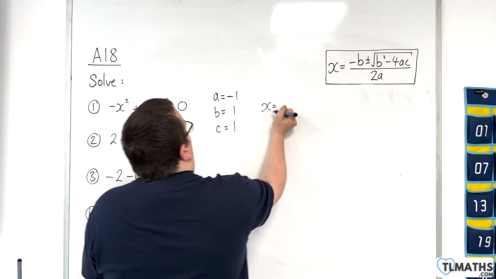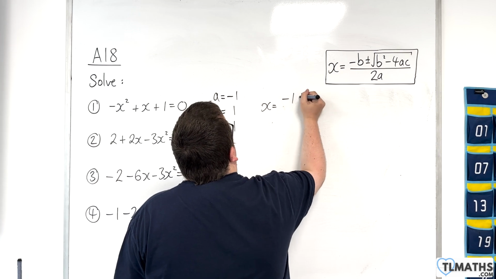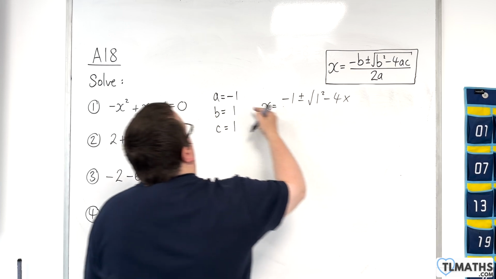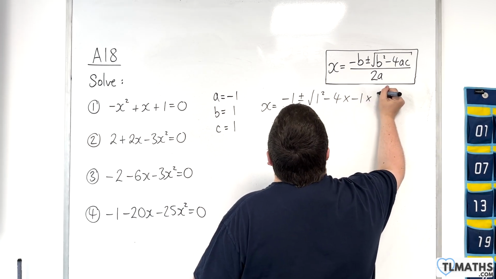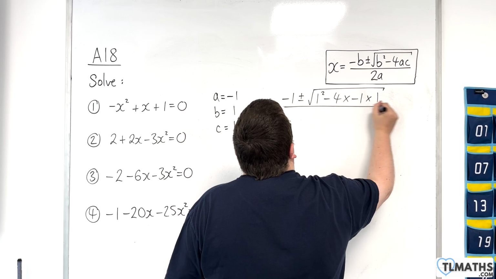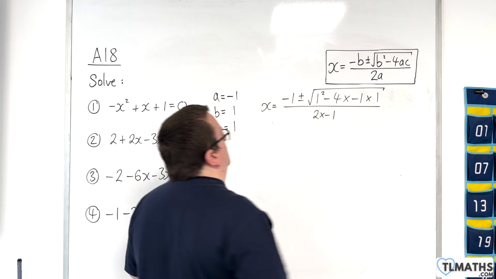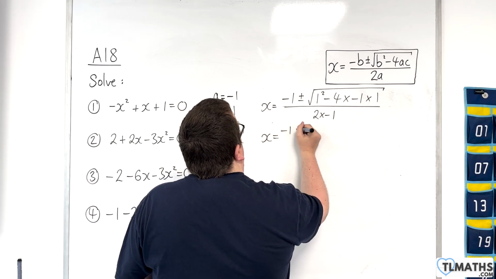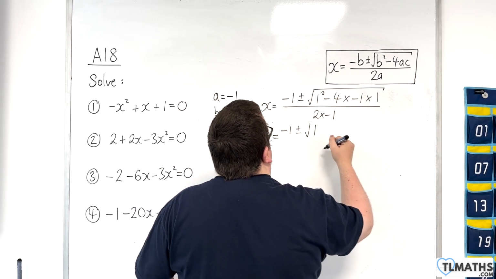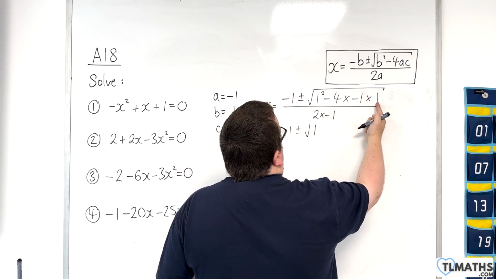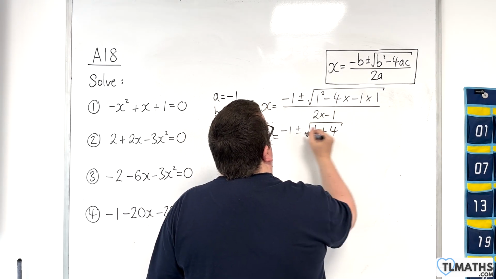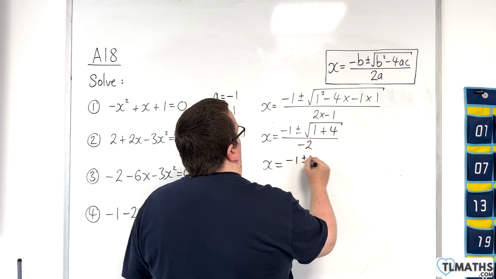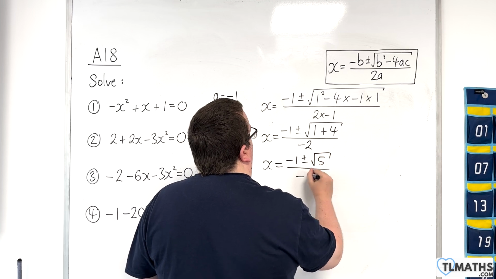So x is equal to minus b, so minus 1, plus or minus the square root of 1 squared, take away 4 lots of a, which is minus 1, times by c, which is 1, all over 2a, so 2 lots of minus 1. So we have minus 1 plus or minus the square root of, now 1 squared is 1, then we've got take away 4 times minus 1 times 1, so plus 4, over minus 2. So minus 1 plus or minus the square root of 5 over minus 2.